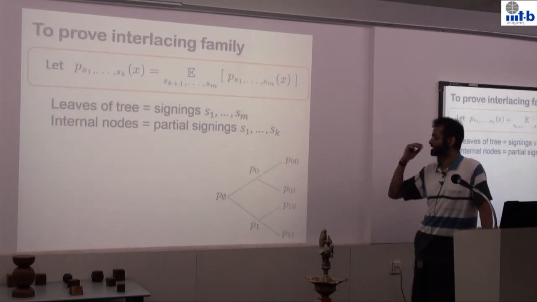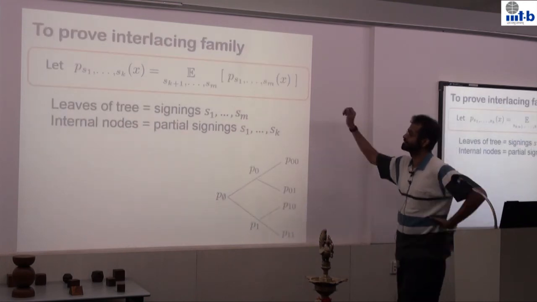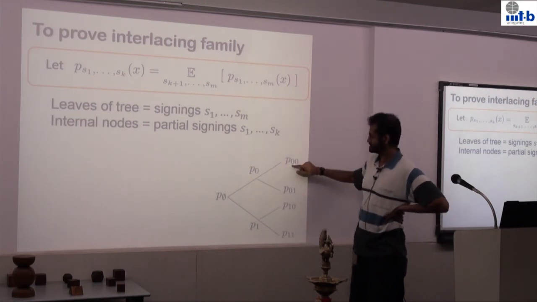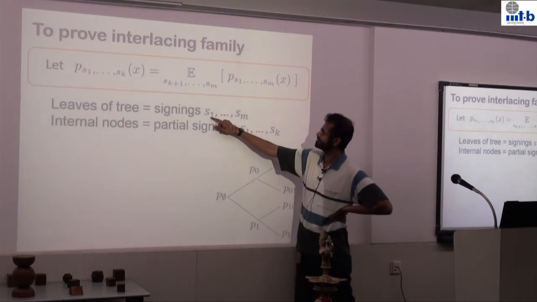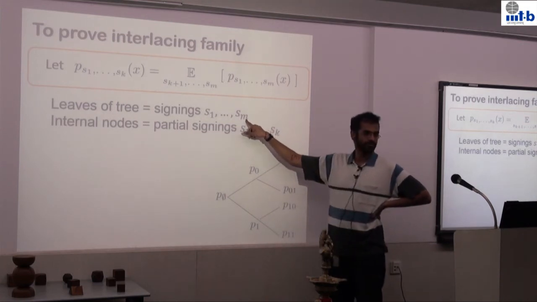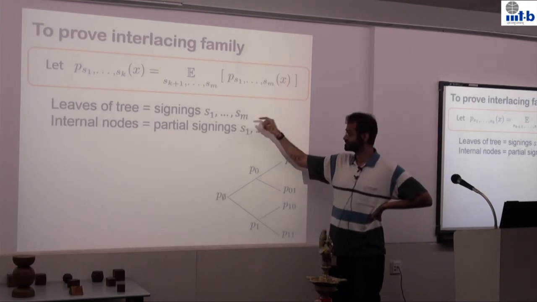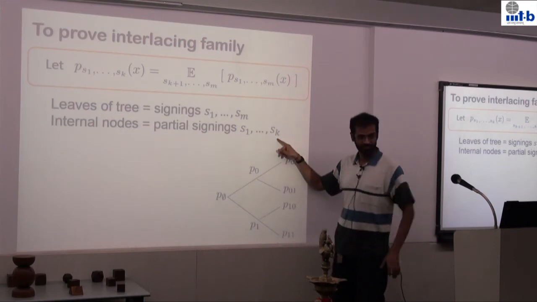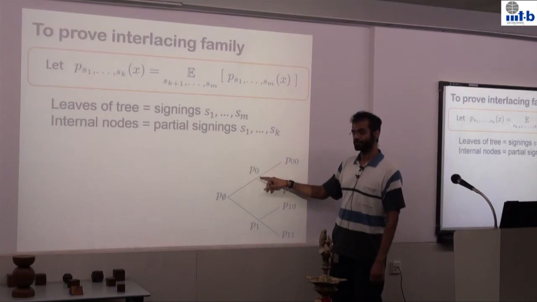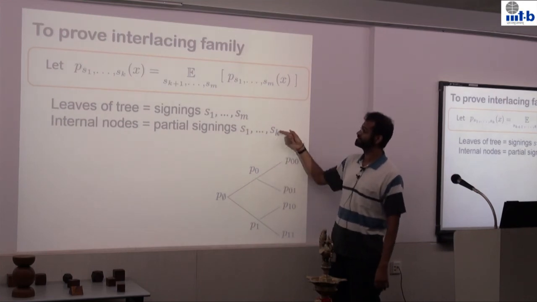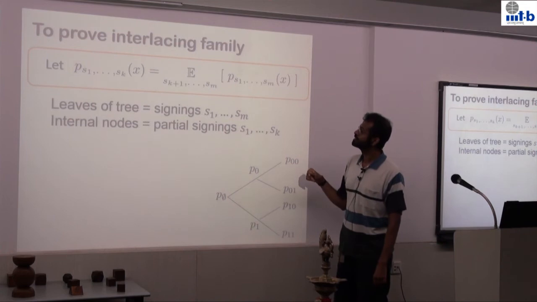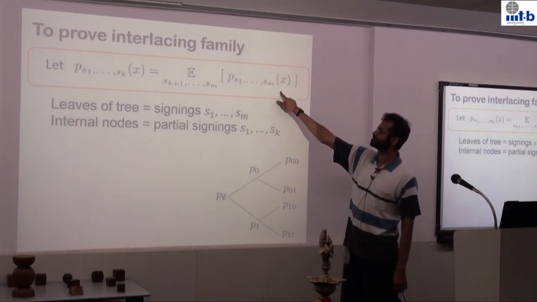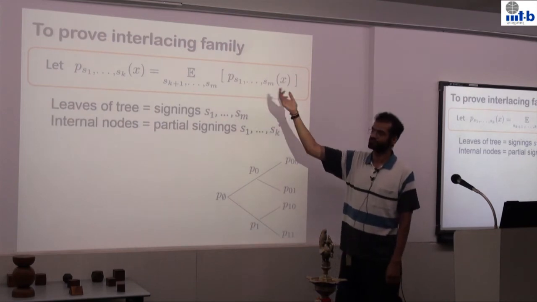Okay, so let's write down the tree for our thing that we're interested in. Again, the leaves are indexed by signings, which I'm going to call S1 through Sm. There are m signs, one for every edge. There are m edges. The leaves are just signings. The internal nodes are partial signings, S1 through Sk. So I'm going to fix the first k signs and let the rest of them be random. And then the internal polynomials, as I mentioned, are just conditional expectations. They're expected polynomials when you fix the first k signs.